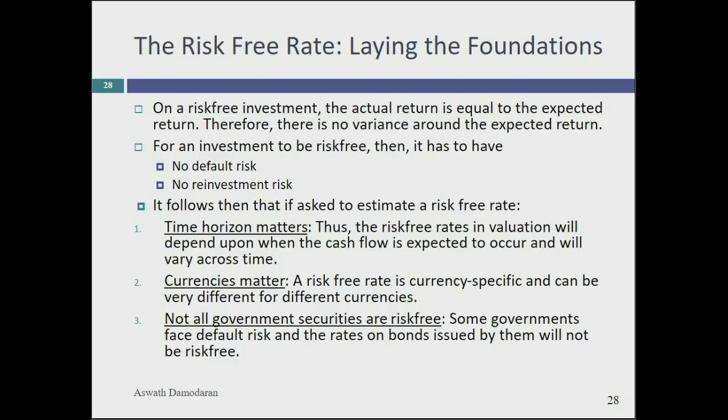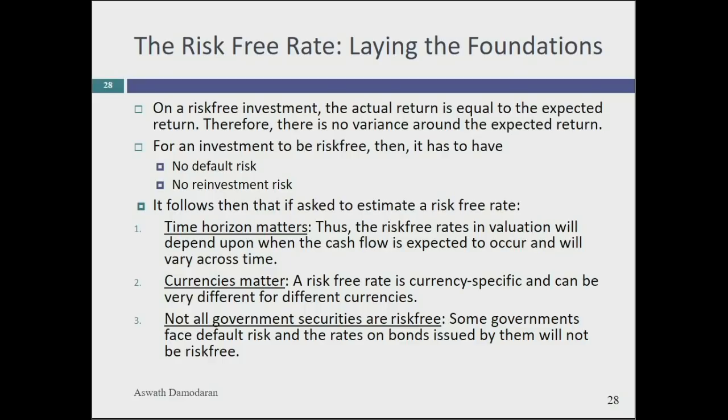The first is the entity issuing the security has to be default-free. This is a 0-1 game. You can say, what if there's a little bit of default risk? That's like being a little bit pregnant. It doesn't work. You're either default-free or you're not. And already you're going to see this start to become a problem when you look for risk-free rates. Okay? So it has to be default-free.